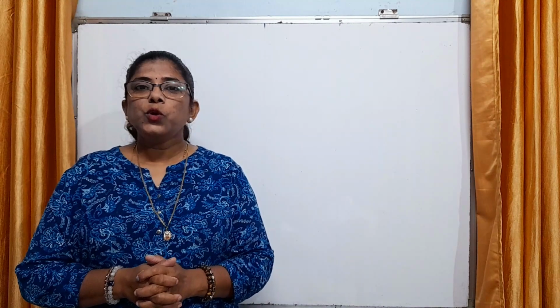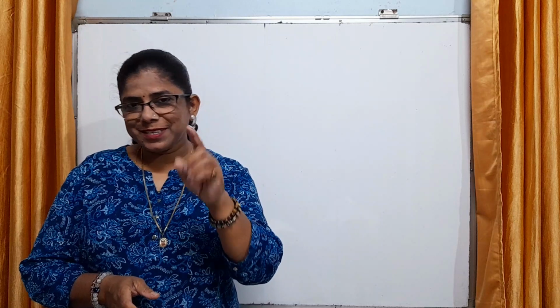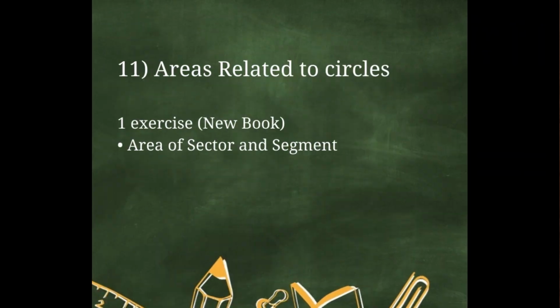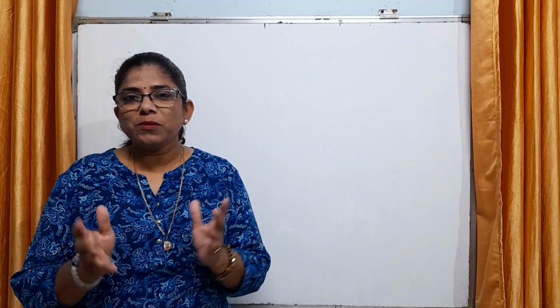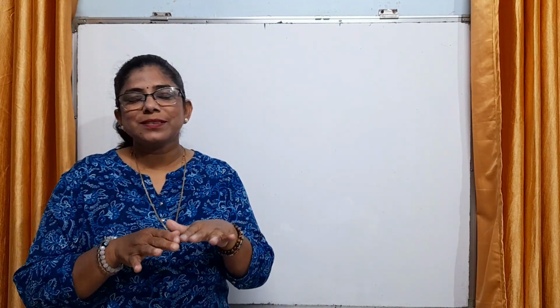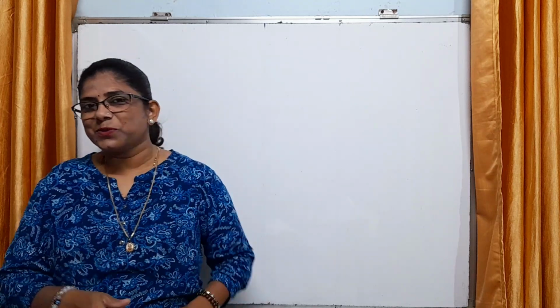But now you have only one exercise in this chapter. 2 exercises are straight away deducted. So this one exercise is based only on the area of sector and area of segment. So areas of combination figures is straight away cancelled. So from 3, 2 exercises are deducted. Only one exercise is going to be there.